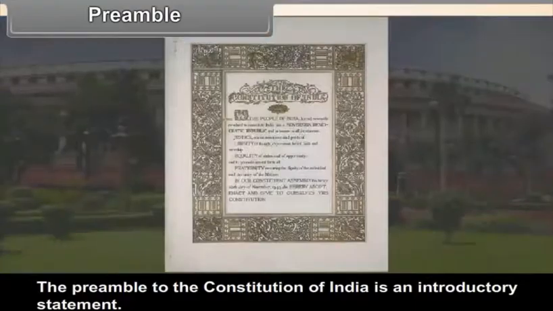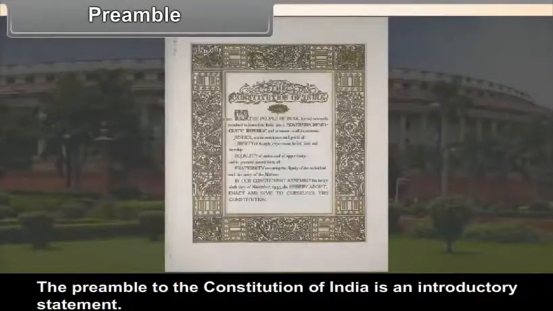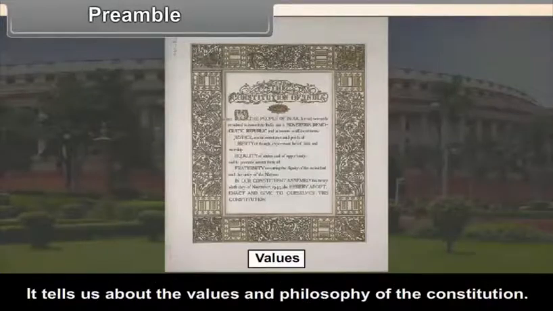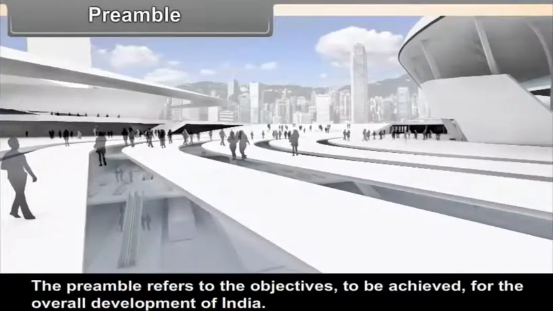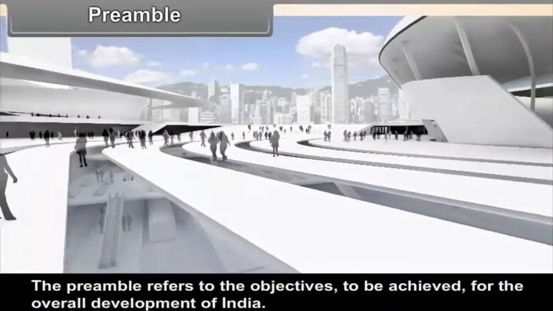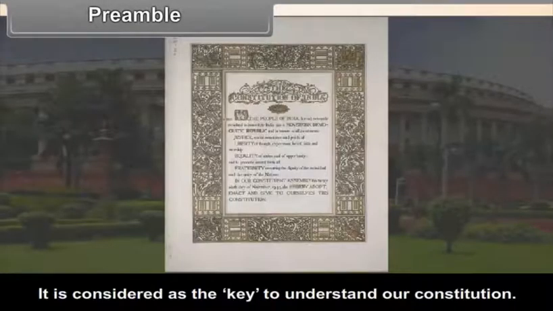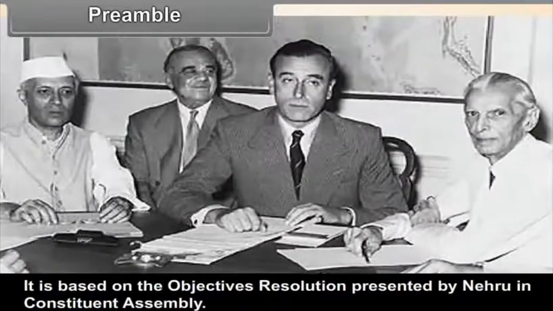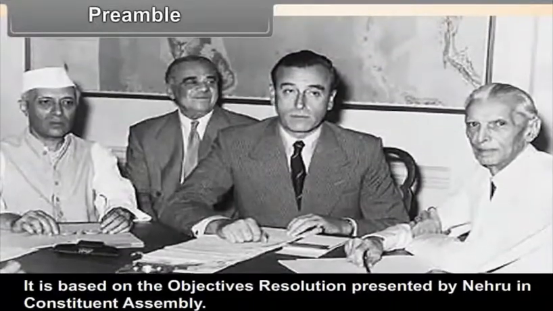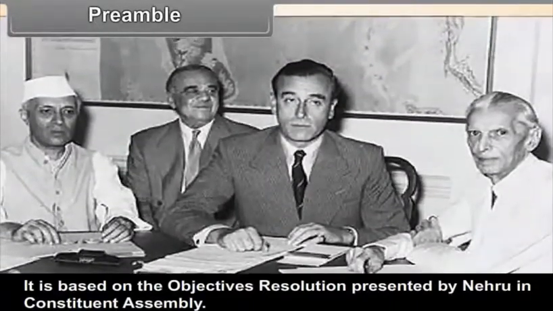D. Preamble. The preamble to the Constitution of India is an introductory statement. It tells us about the values and philosophy of the Constitution. The preamble refers to the objectives to be achieved for the overall development of India. It is considered as the key to understand our Constitution. It is based on the objectives resolution presented by Nehru in Constituent Assembly.